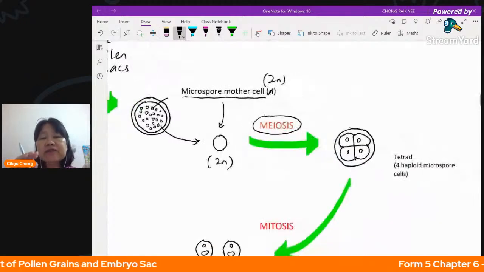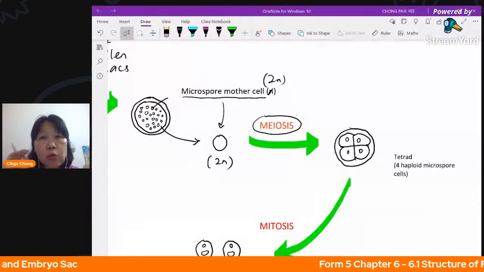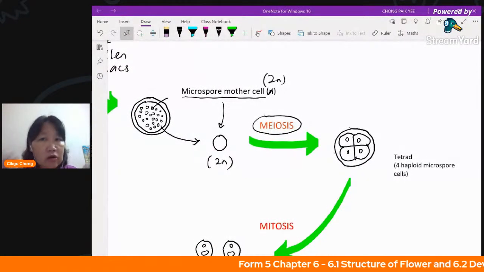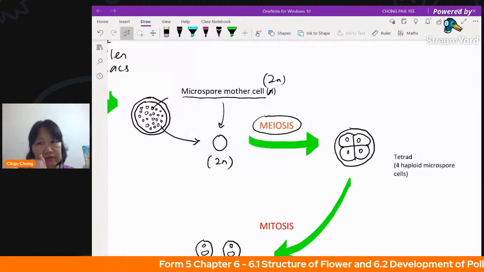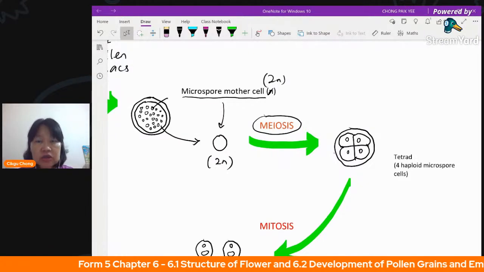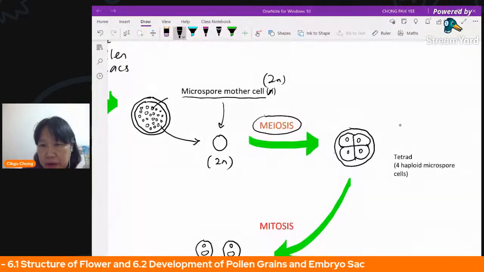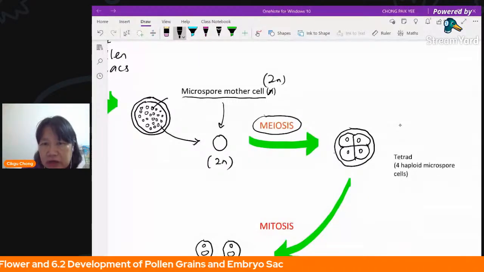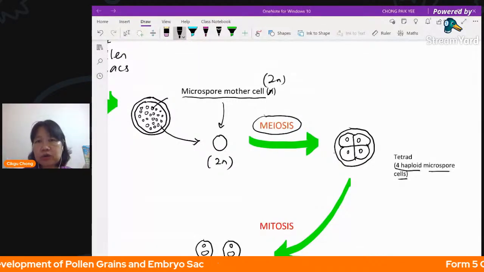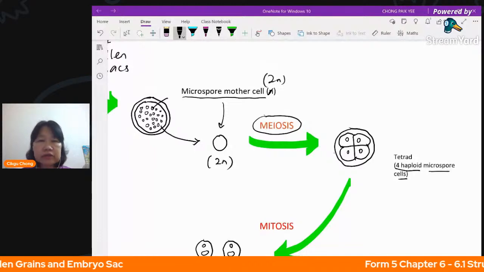Okay, now these cells already become haploid. Always remember, after it completes meiosis 1, in fact, meiosis 1 already become haploid. And then after that, you have one more round, which is meiosis 2. It is still haploid. So you have 4 haploid microspore cells. We call it a tetrad. Tetrad is a group of 4. A group of 4 is called tetrad.